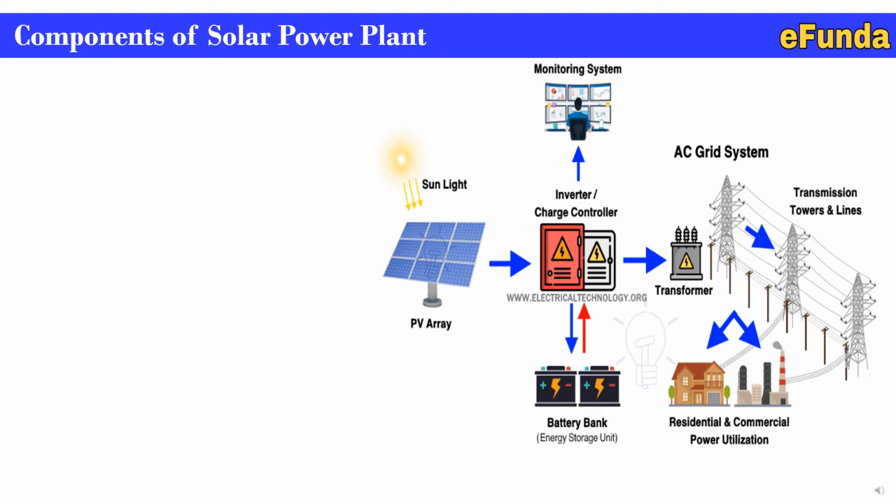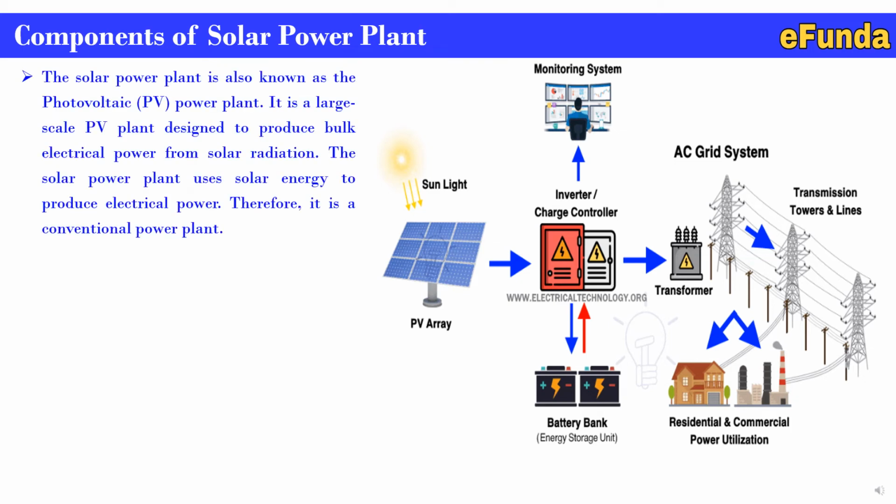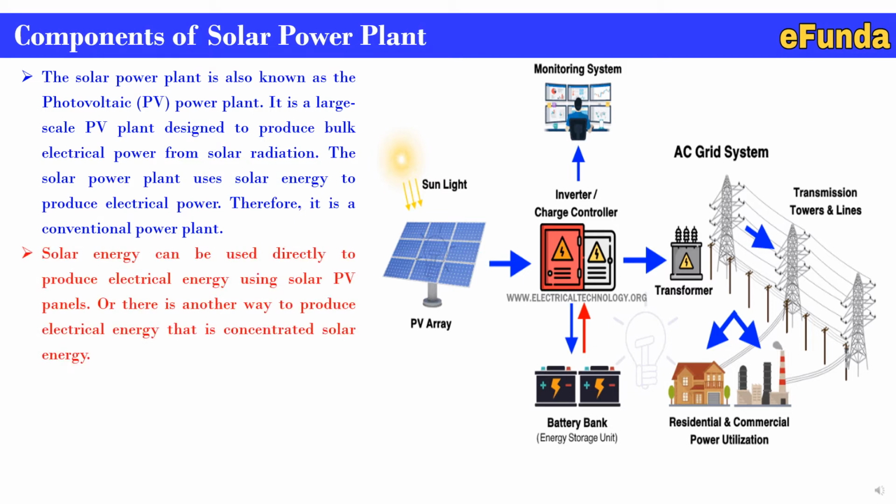To understand this, we will see the solar power plant, which is also known as the photovoltaic PV power plant. It is a large scale PV plant designed to produce bulk electrical power from solar radiation. The solar power plant uses solar energy to produce electrical power. Therefore, it is a conventional power plant. Solar energy can be used directly to produce electrical energy using PV panels, or there is another way to produce electrical energy, that is concentrated solar energy.